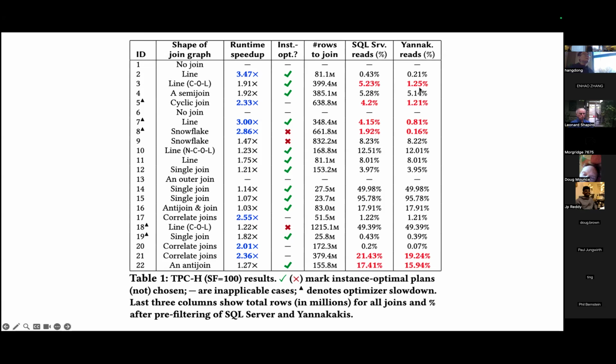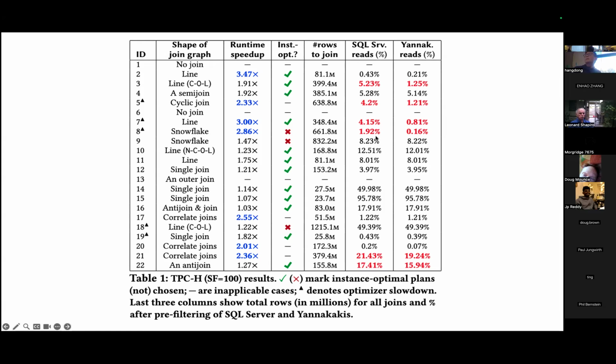I tried to force Yannakakis-style pre-filtering and get the absolute lowest number I can. So this is 1% of the tuples that participate in the join after doing Yannakakis semi-joins. And then you see across the board that for many queries, SQL Server's pre-filtering already gets most of the benefit out of it.